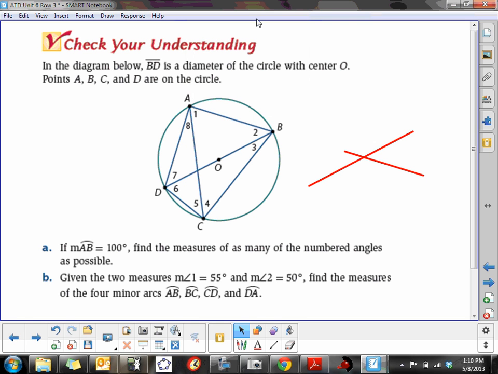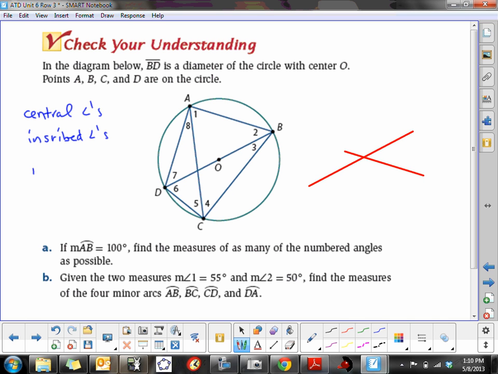This is the CYU out of row 3. They're really highlighting the importance of knowing the relationship between central angles and inscribed angles in reference to the intercepted arcs. Okay, so we got to get the connection between these.